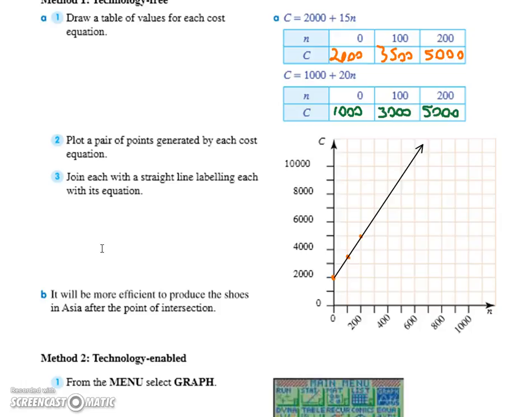What's our second one? What's our first point? 0. Oh, sorry. What didn't we do to this line? Okay, so I've done that now. Okay, with the second one, what do we do? What's the first point? 0, 1,000. What's the second point? 100, 3,000. What's the third point? Yeah, 200, 5,000. Which puts it smack on top of that little orange one.